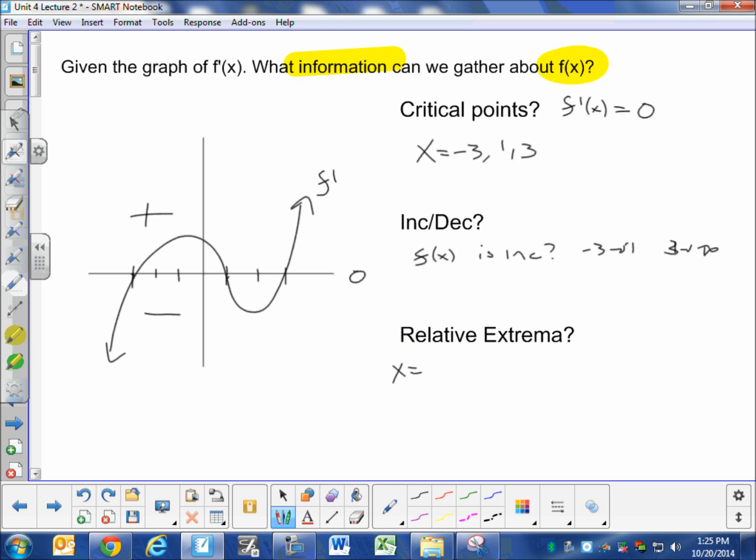Finally, we know we have these critical values at -3, 1, and 3. Which ones are maxes? Which ones are mins? -3 is a minimum, correct. -3 is a minimum because f prime goes from negative to positive at that location.